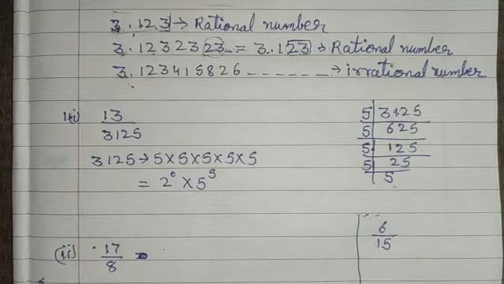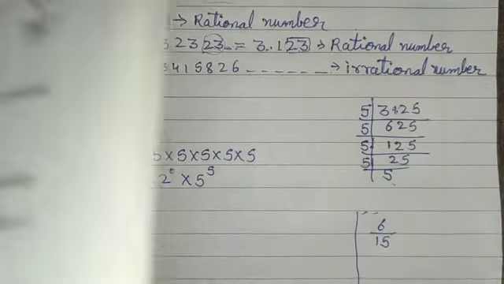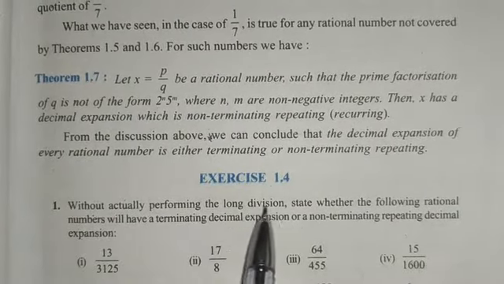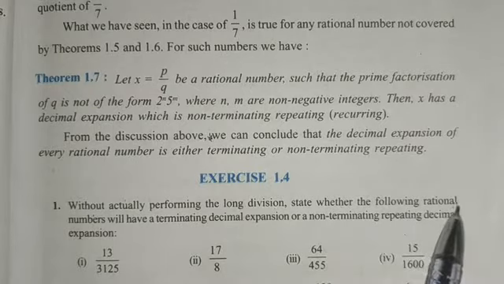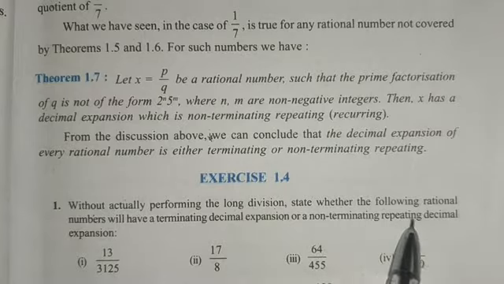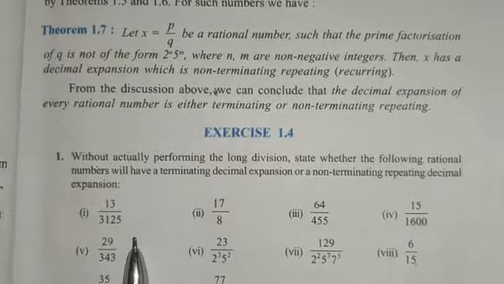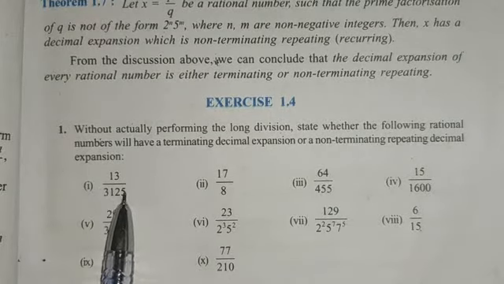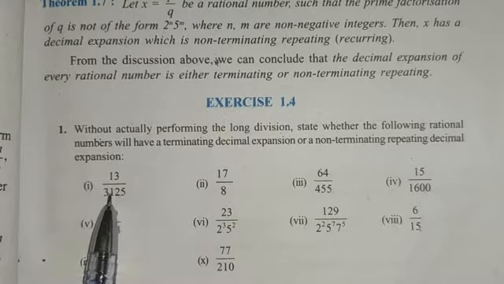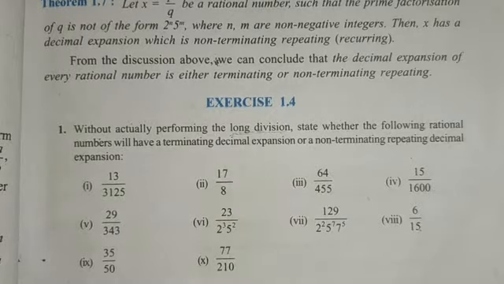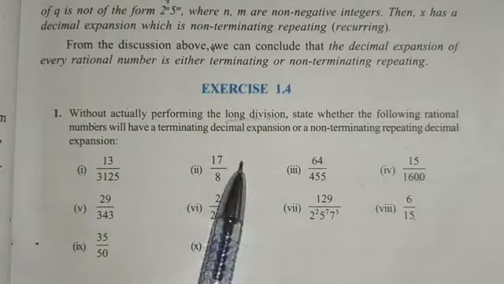Now see question number first of your chapter, exercise 1.4. Here it says, without actually performing a long division, state whether the following rational numbers will have a terminating decimal expansion or a non-terminating repeating decimal expansion. Our first part is 13 upon 3125, then 17 upon 8. We have to see whether the decimal expansion is terminating or non-terminating repeating, but we don't have to perform a long division. So I am doing a few parts of it.